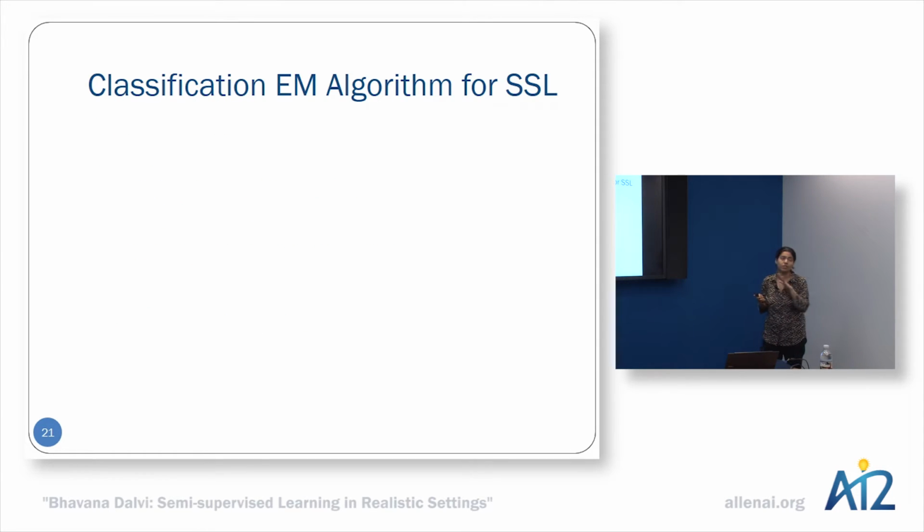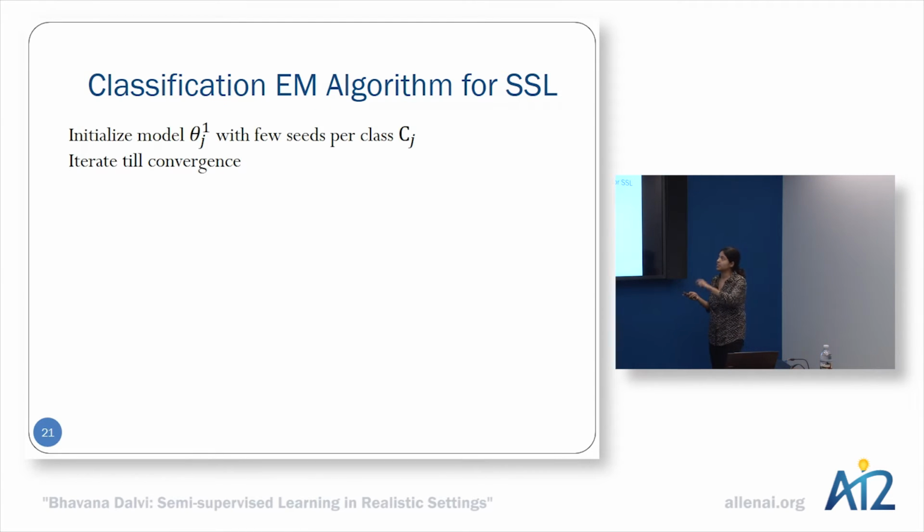To solve this problem, many approaches have been proposed, but one of the very widely used ones is classification EM, where EM refers to expectation maximization. Here is how it works. For each class Cj, we have some model parameters theta j. For the first iteration, we initialize them with the help of the seed data given as input.